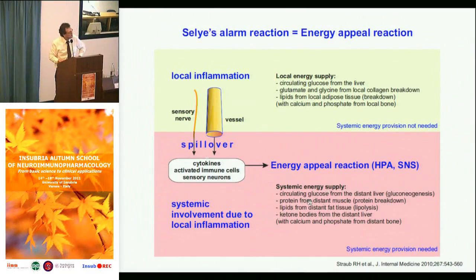And then you use systemic energy supply. You activate the HPA axis and the sympathetic nervous system. You use the glucose from the distant liver with gluconeogenesis. You use the protein from the distant muscle. Protein breakdown goes into gluconeogenesis and you use the amino acids. You use lipids from distant fat, and you use ketone bodies from distant liver, and you use calcium and phosphate from distant bone, and you induce, and this is the usual thing in most chronic inflammatory diseases, a general osteoporosis.